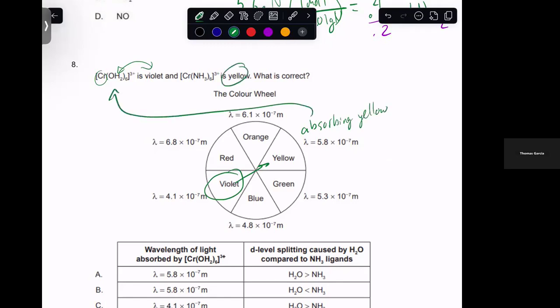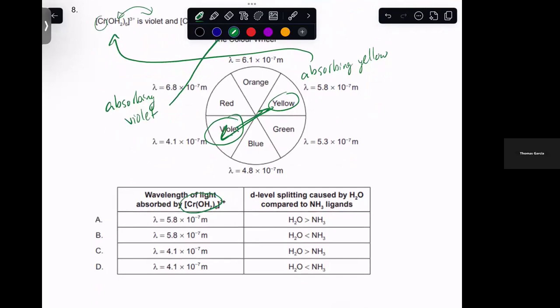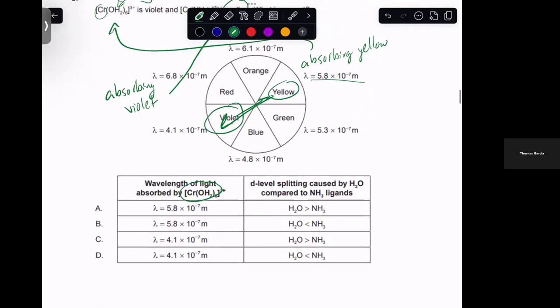If the color is yellow, we are absorbing violet. All right, so the wavelength of light absorbed by CrOH2 6 3 plus should be the yellow one, 5.8 times 10 to the 7th. So our answer has to be either A or B.